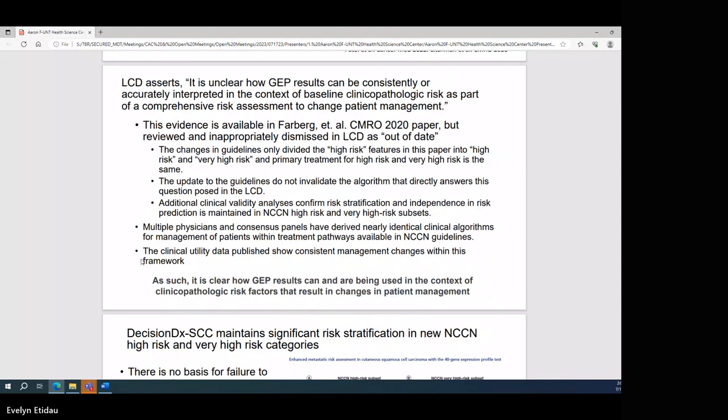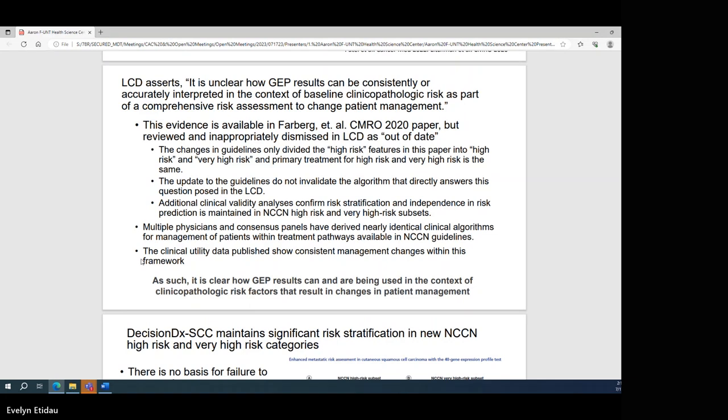Thank you. So as it relates to clinical utility for the 40 GEP test, it's actually clear from the published literature how the GEP results can and are being used in the context of clinical pathologic risk factors that results in changes in our patient's management. So the LCD here says, okay, it is unclear how GEP results can be consistently or accurately interpreted, but this statement is really difficult to justify, as the answer is readily available in my paper, Farberg et al., in CMRO, published in 2020. The LCD reviewed this paper, but dismisses it as out of date, simply based on the fact that it uses NCCN high risk instead of the high risk and very high risk.